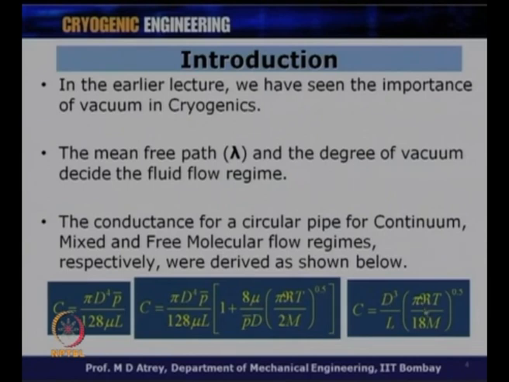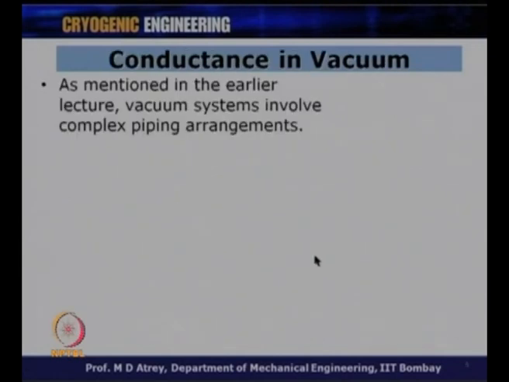So, using this formula, depending on the flow regime you are in, we will have to calculate for a given pipe of a given diameter and length, what is the conductance of that pipe, and this will ultimately help us determine what is my pumping speed or what is my system pumping speed, etc. And this is what we will see in this particular lecture. So, conductance in a vacuum.